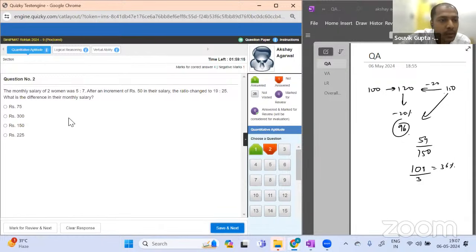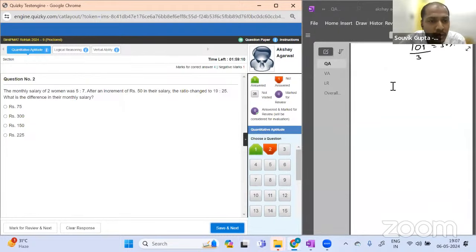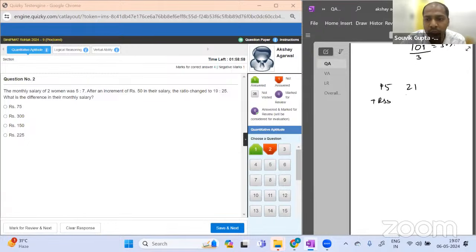Not even a minute gone. The monthly salaries of two women were in the ratio 5:7. After an increment of 15, the ratio changed to 19:25. Here the difference is 2 parts, and the difference should remain the same. So 5:7 becomes 15:21, plus rupees 50 each, and now it has become 19:25. Clearly, 50 rupees is 4 parts. Therefore, the difference of 6 parts is 75 rupees. Answer is option A. Moving on.